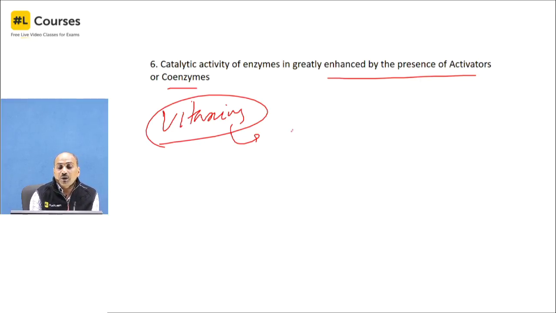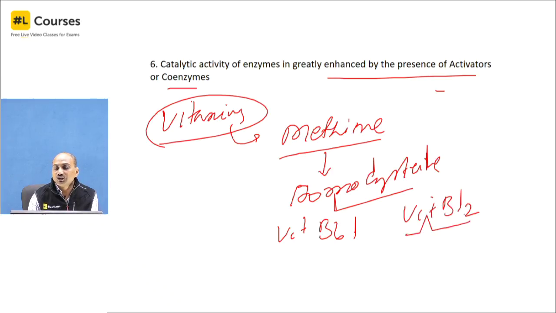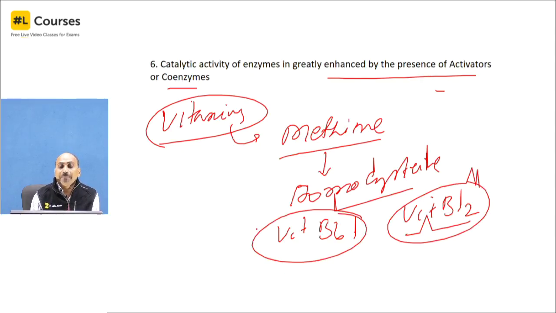So there is a pathway called the methionine pathway. In this methionine pathway, there is a conversion of methionine to homocysteine. When we talk about this conversion of homocysteine, two coenzymes or activators are involved: vitamin B6 and vitamin B12 are essential in the process. When these cofactors are lacking, the enzyme activity comes down.